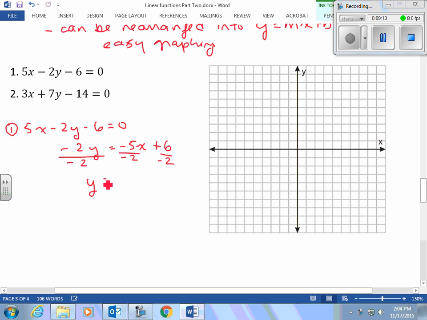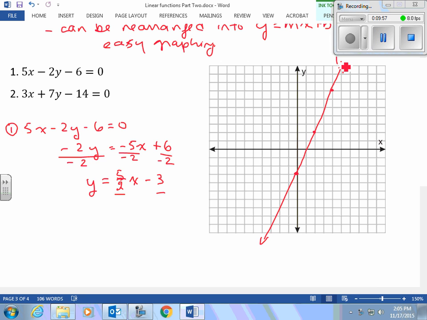So now I have 1y equals, that becomes positive, 5 over 2 x, and always leave that in fraction form for graphing because it's much easier to think of rise over run in fraction form than it is in decimal form. And then we've got 6 over negative 2, so minus 3. So there's our y-intercept, there's our slope, we can graph that line. Negative 3 and then up 5 over 2. 1, 2, 3, 4, 5 and over 2, and I've got space to do that once more. And there is line 1.